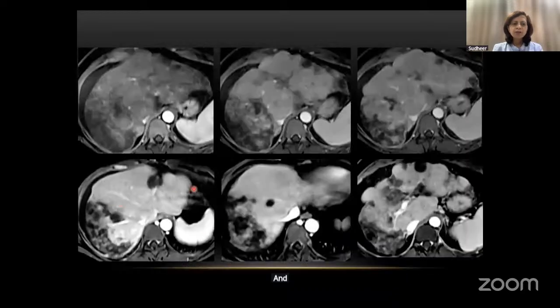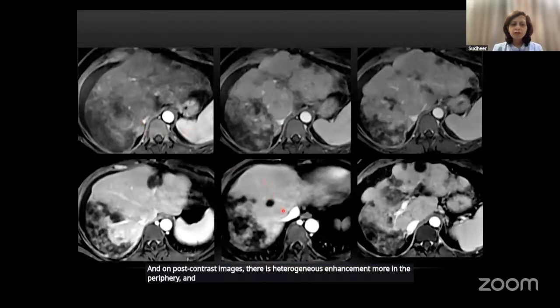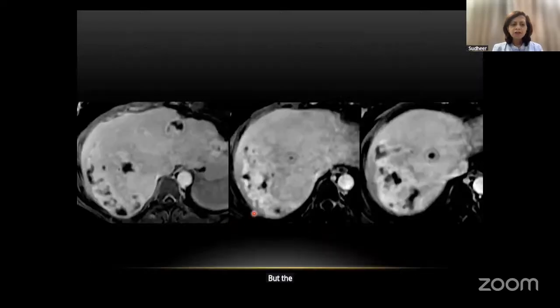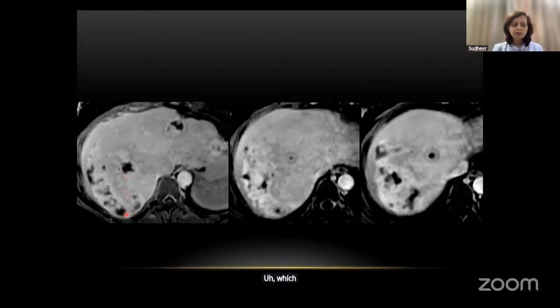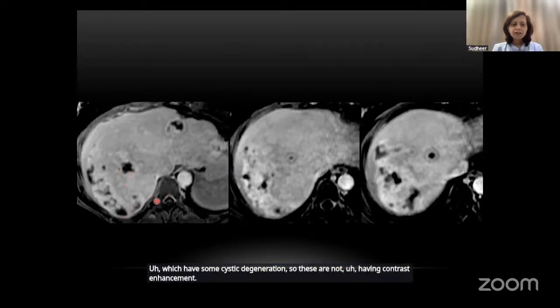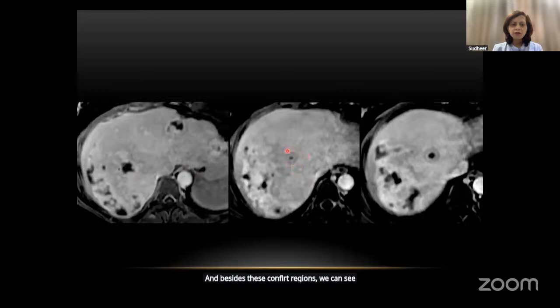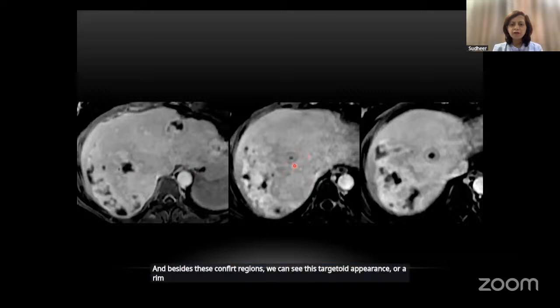And on post-contrast images, there is heterogeneous enhancement more in the periphery, and gradually the lesions are filling up on portovenous phase images. But the main clincher to make the diagnosis is the hepatobiliary phase, in which we can see that the enhancing portion has rather progressed. There is no washout. There are still some patchy non-enhancing areas which have some cystic degeneration, so these are not having contrast enhancement. And besides these confluent lesions, we can see a targetoid appearance or a rim-like stratification in a few of the lesions here and also in this location.